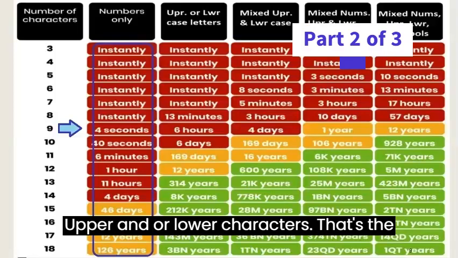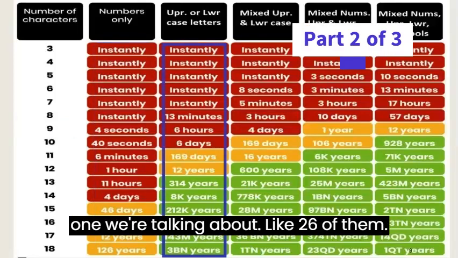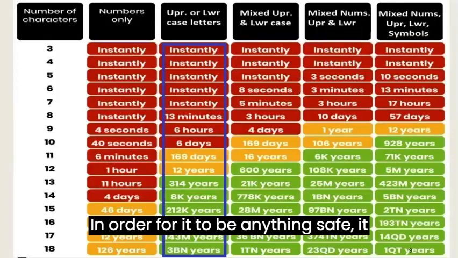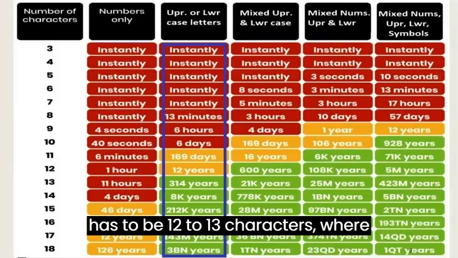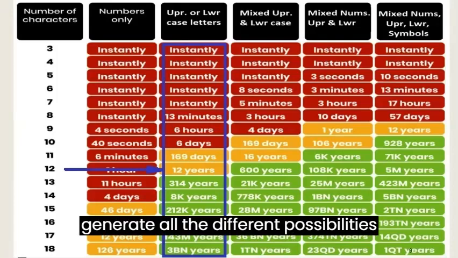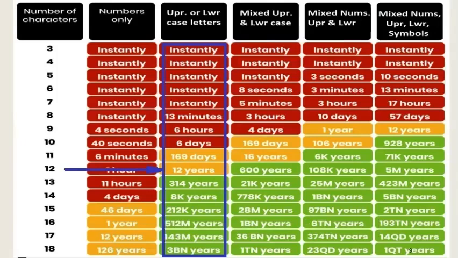Upper and or lower characters. That's the one we're talking about, like 26 of them. In order for it to be anything safe, it has to be 12 to 13 characters, where it will take a computer 12 years to generate all the different possibilities of 12 characters.